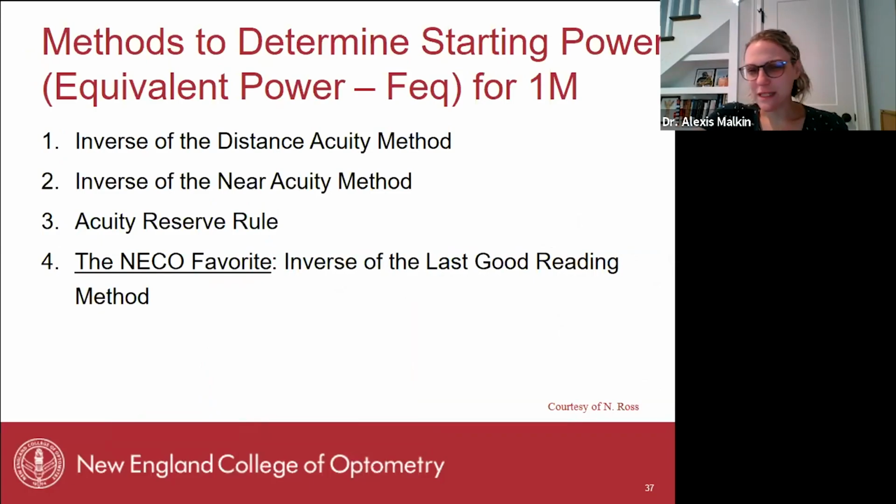This is one of the things that was in the decision tree, but there are a number of methods to determine your starting power or equivalent power needed to read 1M. 1M is often considered the goal size print. That's kind of standard copy in the newspaper. You may have patients who have a goal of smaller than that, and you may have patients who have a goal of larger than that. So you can take an inverse of the distance acuity, the Kestenbaum's formula. You can take an inverse of a near acuity. You can use Acuity Reserve, or what we use at NECO, the inverse of the last good reading.